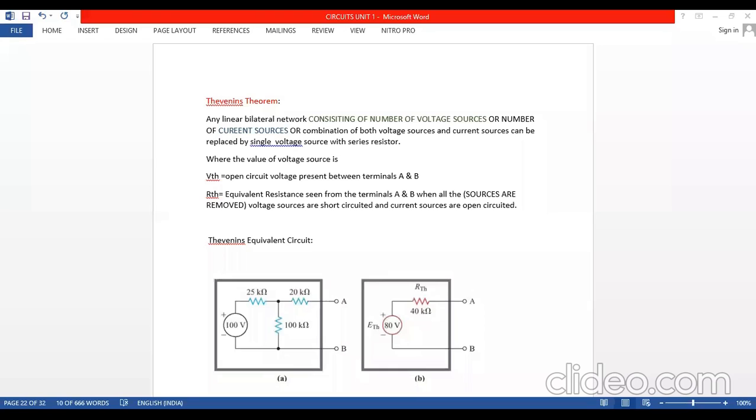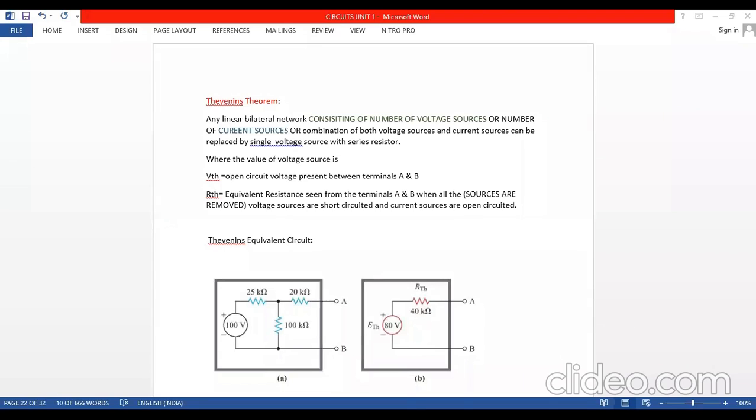Open circuit voltage means A and B are directly connected to 12. So whatever voltage is present at 12 will be present at A and B. Therefore, V12 is equal to VTH. So how to calculate V12? Use the mesh analysis only. Mesh and nodal are used in all the theorems everywhere. So we got the open circuit voltage.